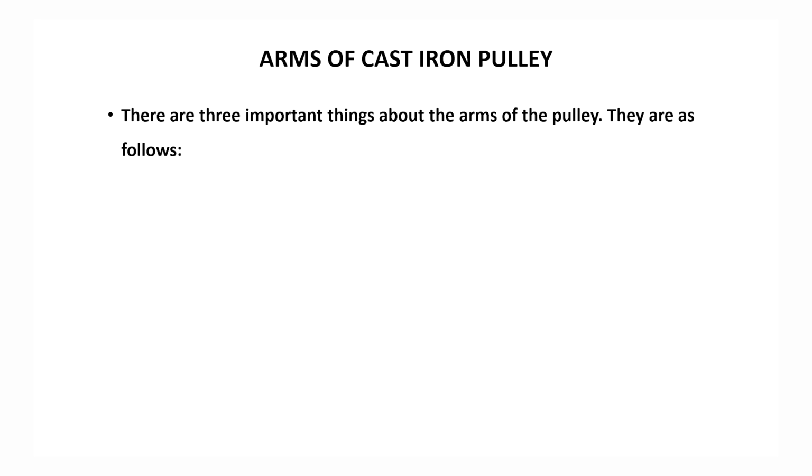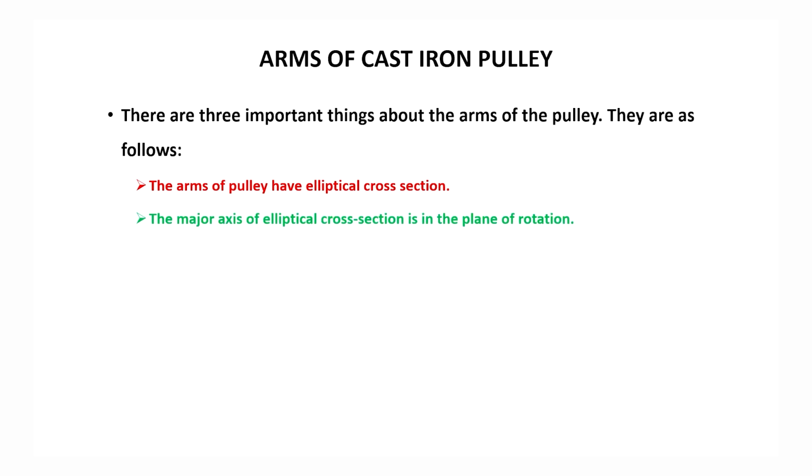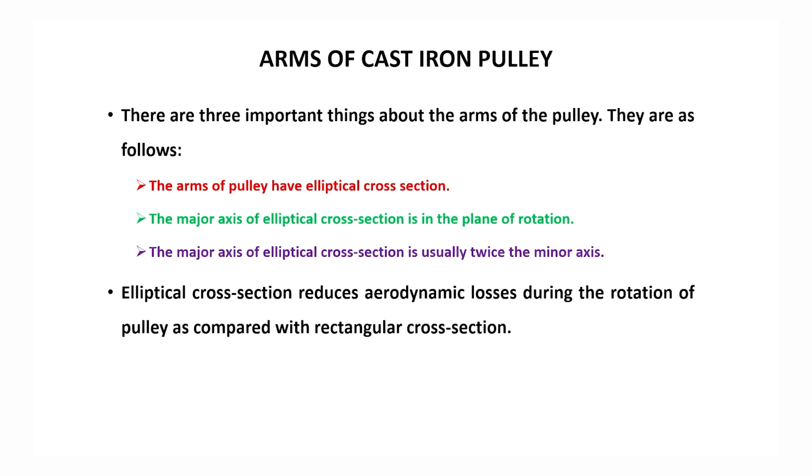Let's start the problem. There are 3 important things about the arms of the pulley. They are as follows. The arms of the pulley have elliptical cross section. The major axis of the elliptical cross section is in the plane of the rotation. The major axis of elliptical cross section is usually twice the minor axis, and it is given in our problem also. Elliptical cross section reduces aerodynamic losses during the rotation of pulley as compared with rectangular cross section. Therefore, invariably the arms have elliptical cross section.